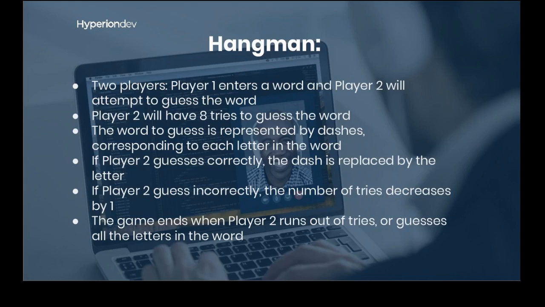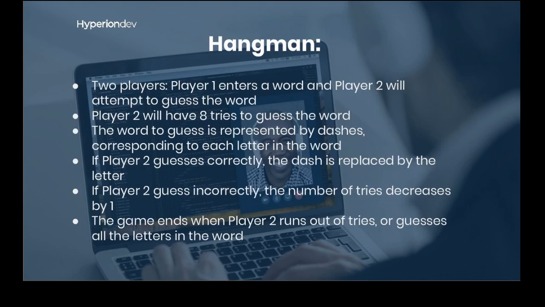Cool. So the Hangman game, these are some guidelines for playing it. You have two players. Player one will enter a word and player two will attempt to guess the word by entering letters or the entire word. Then player two will have 8 tries to guess the word. This is kind of changeable. You can have any amount of tries that you want, but for this version, I'm going to have 8 tries in the code.